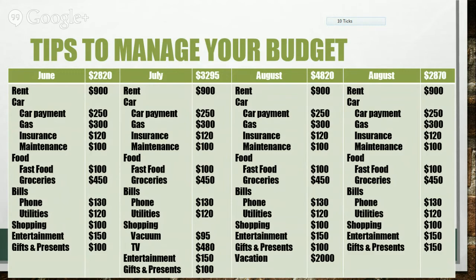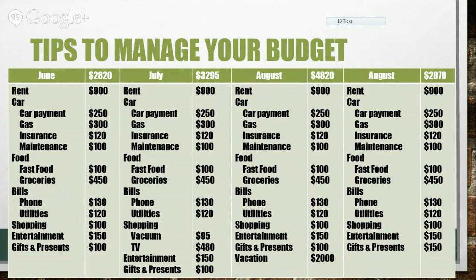Let's look at July. So, I'm sorry, let me back up. I made a mistake. The $2,820, that's how much you're spending. I'm sorry. Yeah, if you add everything up, the $2,820 is how much you're spending. It's not how much you're making. We're just talking about budgets right now. We're not talking about income coming in.